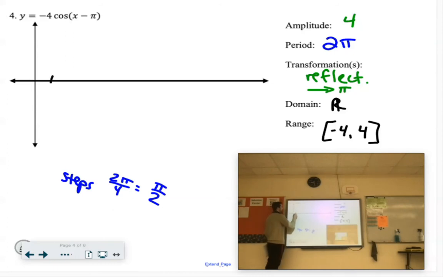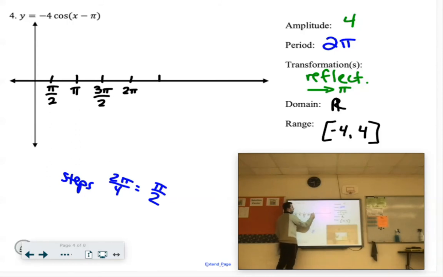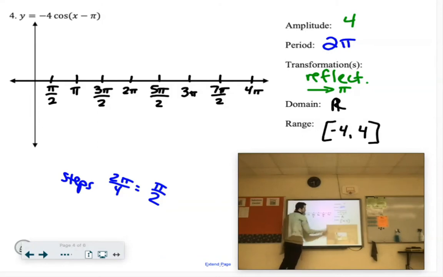So we'll say, here's 1 pi over 2. 2 pi over 2 is just pi. And we have 3 pi over 2. 4 pi over 2 is just 2 pi. 5 pi over 2. 6 pi over 2 would be 3 pi. 7 pi over 2. And 8 pi over 2 would just be 4 pi. So we're starting to the right pi units. So here's going to be our first point.